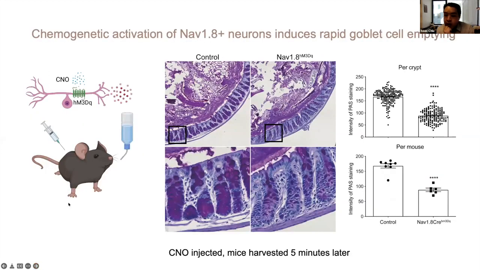We also asked whether, if we activated the neurons, we can induce goblet cells to produce mucus. Here we use chemogenetics, where we crossed NaV1.8 Cre with a DREADD mouse, so you can activate them with the synthetic ligand CNO. Here, Da-Ping injected the mice and within 5 minutes harvested the gut. What you can see is that this is staining these goblet cells, these granules, and they're being emptied. So within 5 minutes, the goblet cells are emptying their mucus granules.